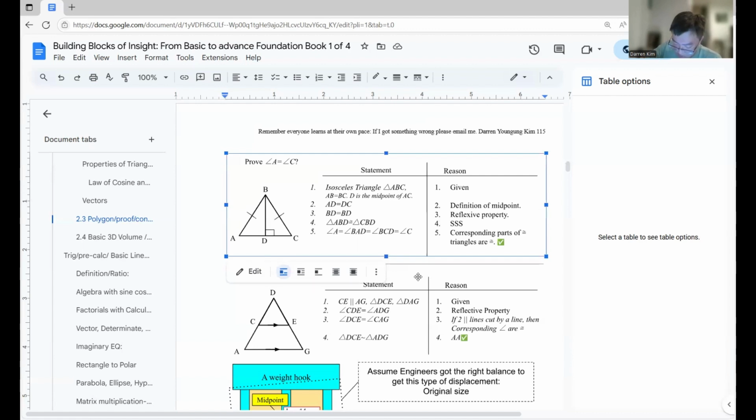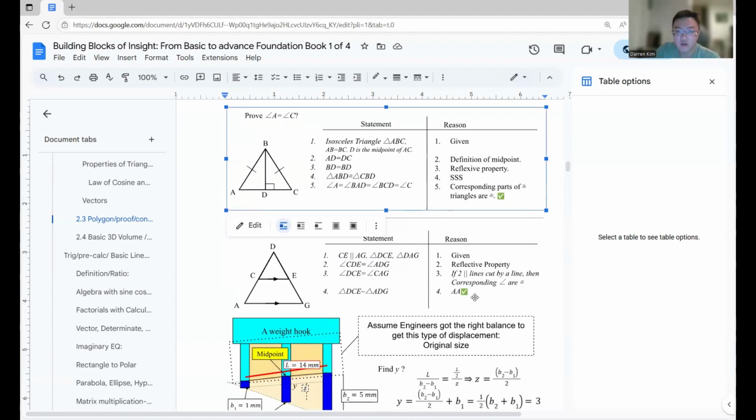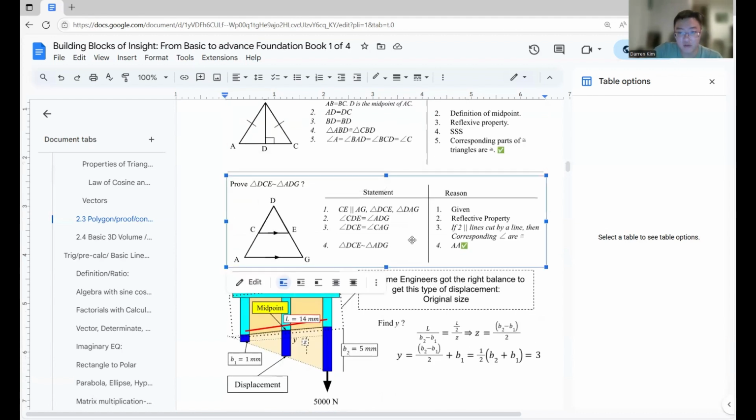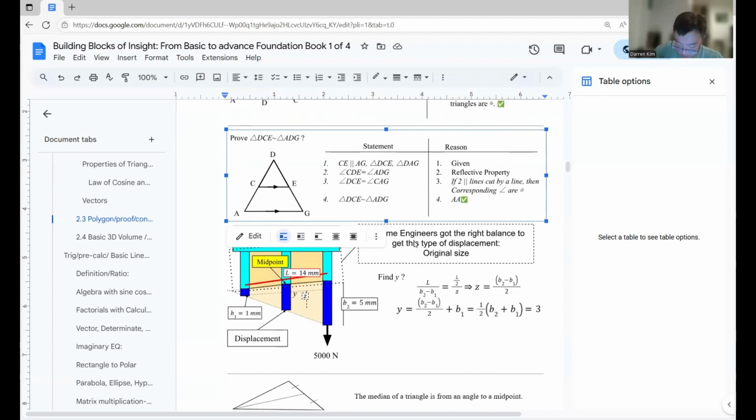Which now we can use: corresponding parts of congruent triangles are congruent. It basically means that if it's congruent, then the corresponding parts are congruent. I don't really like this because it's kind of obvious that it's true, but you just have to put it in there because it's a proof. This type of proof, you need to do it. Anyways, next one. This one is interesting, and I'll tell you why, because of this over here. Anyways, I made that whole thing up because it's actually pretty useful in solid mechanics.